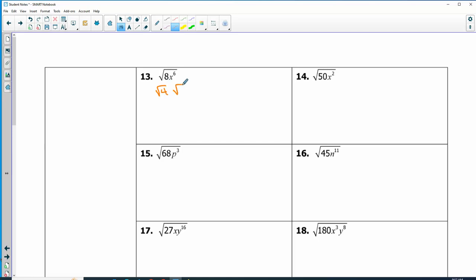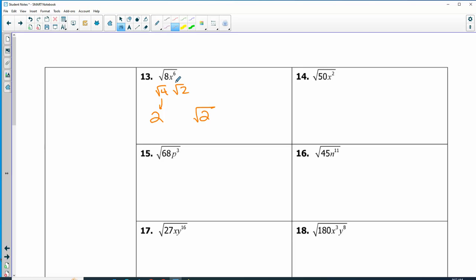4 and 2. So the square root of 4 is 2. So once you do the square root, that radical's gone, and we still have a 2 under the radical. We just have to add in our variables.